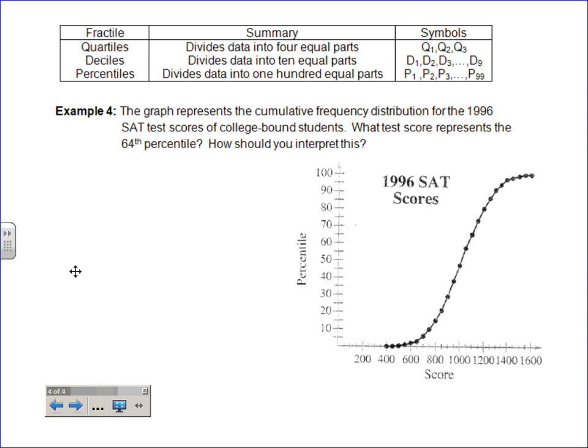All right, so here we go. Let's do the best we can using this graph here. What test score represents the 64th percentile? Well, how are you going to do that? You've got to go from about 64, as close as you can, right? I think I just did pretty good. And then once you find that, go from there and go down, right? What score is that? Yeah, I got about 1,100. That's about what I got. I think if you use the actual data, it was 1,090. So that's pretty good. We said 1,100, right? That's not bad. Now, what does that mean, though? It says, how should you interpret this?